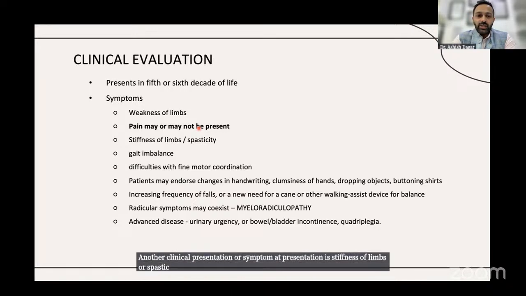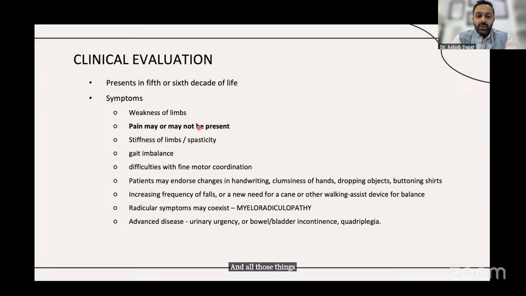Patient may say that my limbs are quite tight while walking. I feel that it is not easy for me to walk. I feel heaviness in my legs and all those things. Because of spasticity or because of loss of proprioception, patient may have gait imbalance also.